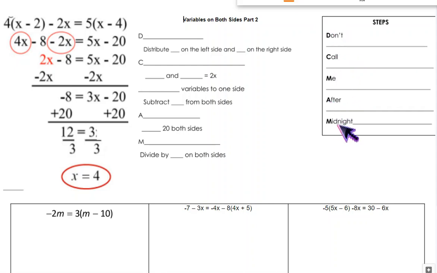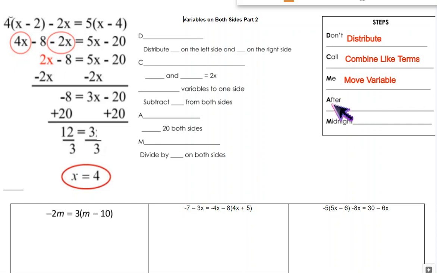These words will help you remember that. Don't call me after midnight. Each first letter helps you remember what to do. Don't starts with a D, which stands for distribute. Call starts with C, that would be combine like terms. Me starts with M, and that means move your variables. That means if you have variables on both sides, we want to take one and move it to the other side of the equal sign.